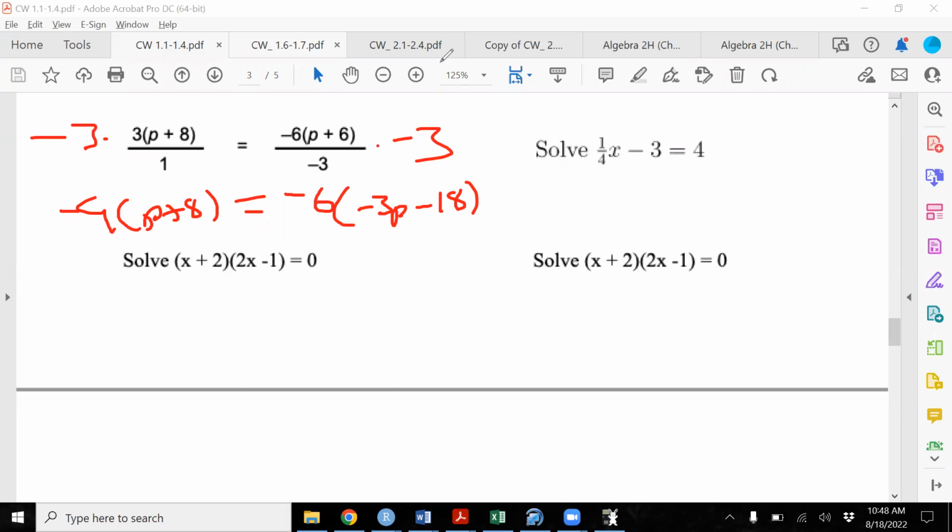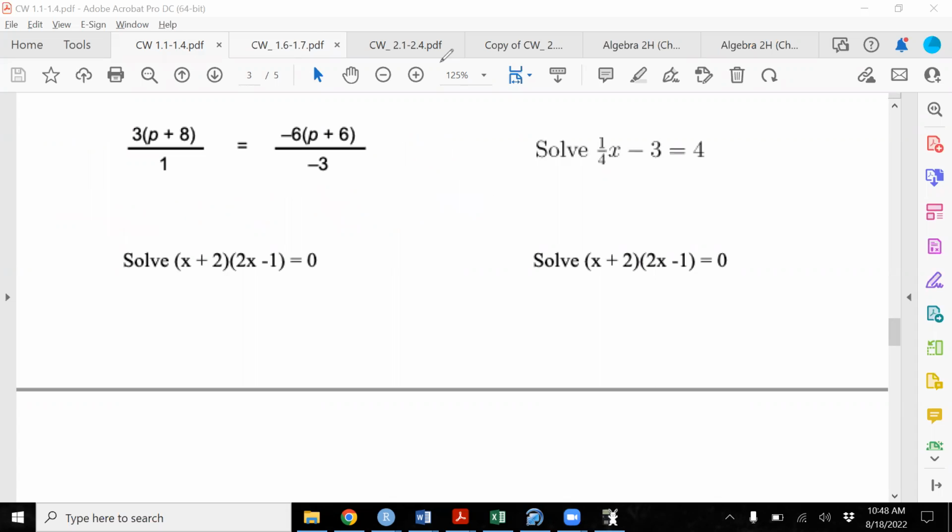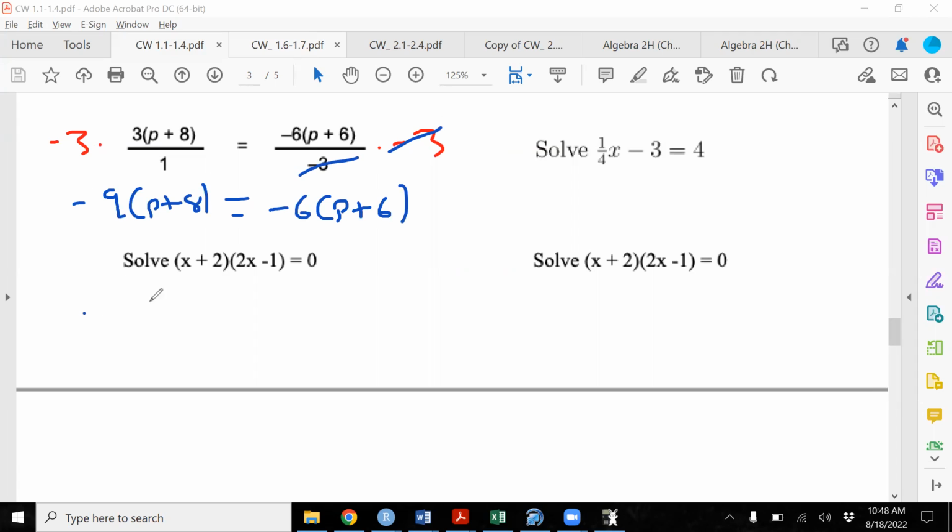Oh. Okay. I made my second mistake today. Wipe away from your memory what I just did. I now understand. Okay. Sorry, Elizabeth. That's my fault. Oh, goodness. We're going to keep a running tab of mistakes to make. My apologies. These cancel. So you just get negative 6 times p plus 6. No wonder you're confused, because I made a really big error. Of course, negative 3 cancels, right? And then when I distribute, I get this.